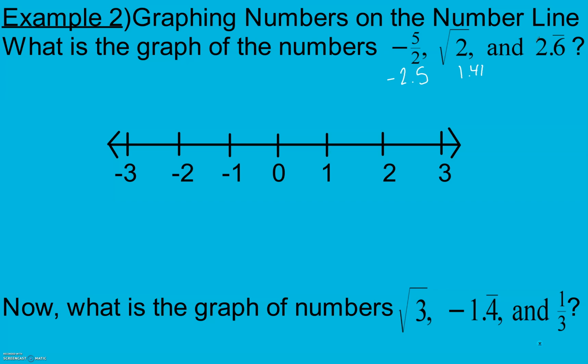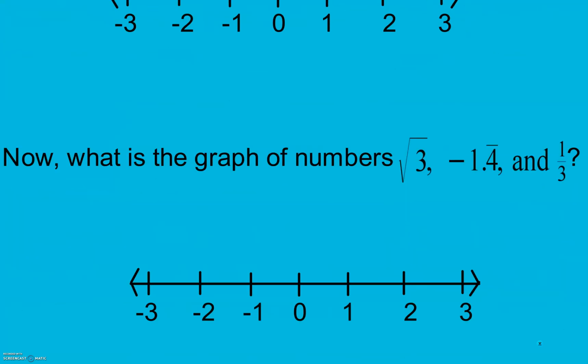So at about -2.5, between -2 and -3, I'm going to put a point, and I'm going to label it what they gave me originally. Square root of 2 is about 1.41, so in between 1 and 2, a little bit closer to 1. And again, I'm going to label it what they gave me originally. I want that exact answer, not the approximation. And then 2.6 repeating is 2 2/3, so 2/3 away towards 3. They don't have to be perfect here, guys, but it should be close to what we need. So this one's a little bit closer to 3, this one's a little bit closer to 1. That's pretty close to right in the middle, to give us a pretty good approximation there.